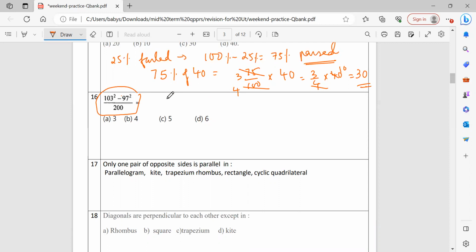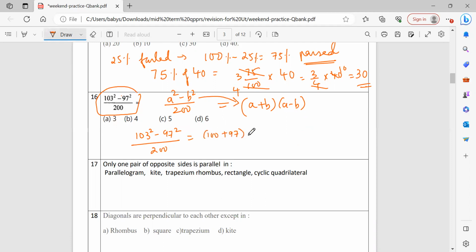So what you can do is use the formula a square minus b square for the numerator. What is a square minus b square? It is a plus b into a minus b, isn't it? So that you need to know. The numerator is a square minus b square. So 103 square minus 97 square over 200. So a square minus b square is a plus b into a minus b over 200.